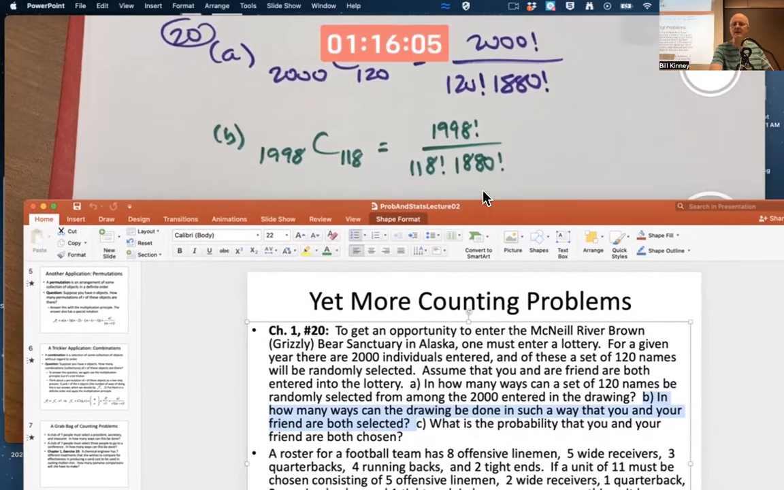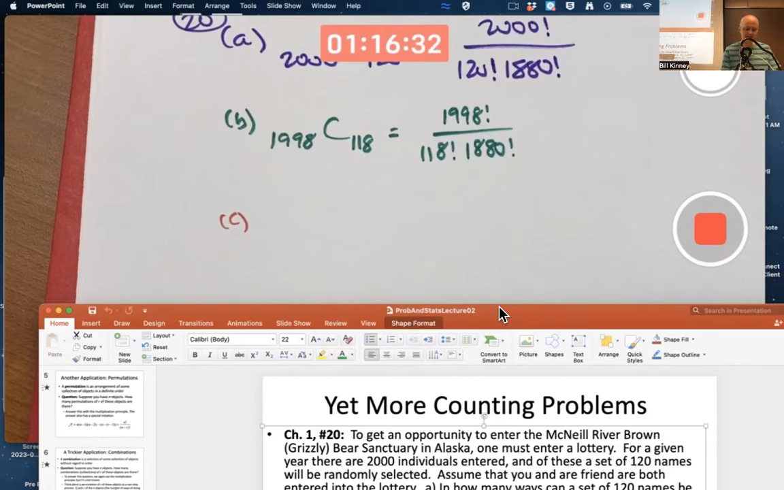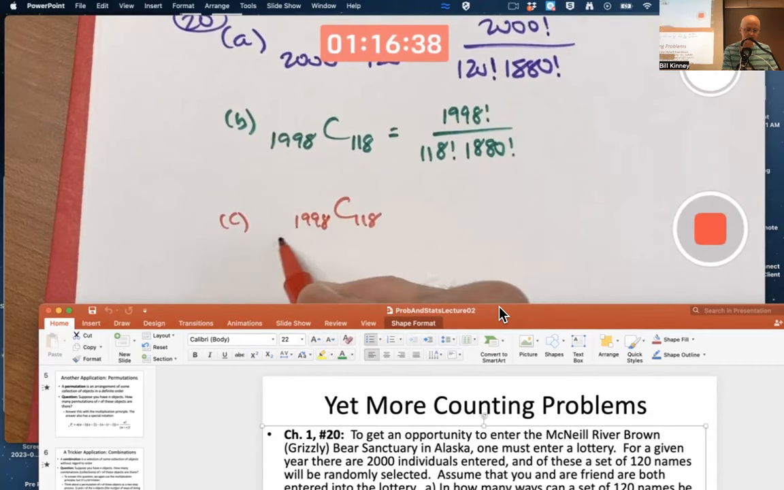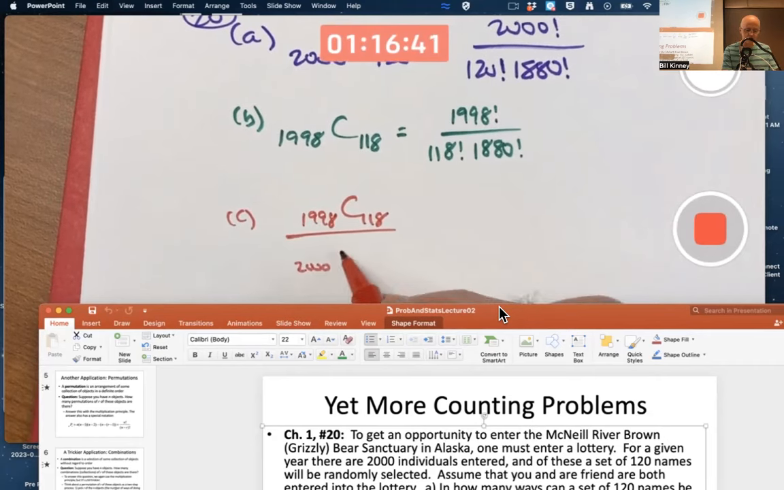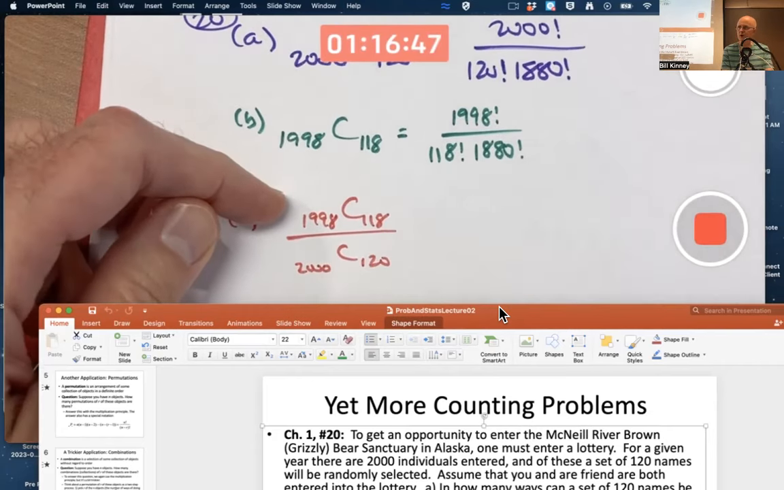C says, what is the probability that you and your friend are both chosen? We are ultimately assuming each group of 120 people chosen is equally likely from this humongous sample space. How many of those have both you and your friend in that group of 120? We're using the classical formula based on equally likely outcomes. It's going to be 1998 choose 118 divided by 2000 choose 120. The sample space has that many elements. The event where you and your friend are chosen has that many elements.